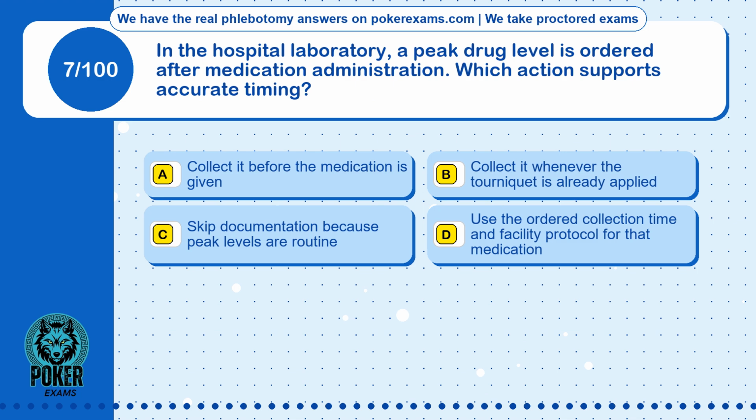Question 7. In the hospital laboratory, a peak drug level is ordered after medication administration. Which action supports accurate timing? Option A. Collected before the medication is given. Option B. Collected whenever the tourniquet is already applied. Option C. Skip documentation because peak levels are routine. Option D. Use the ordered collection time and facility protocol for that medication.